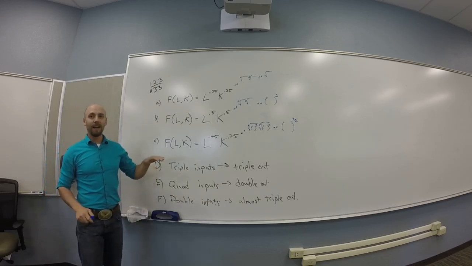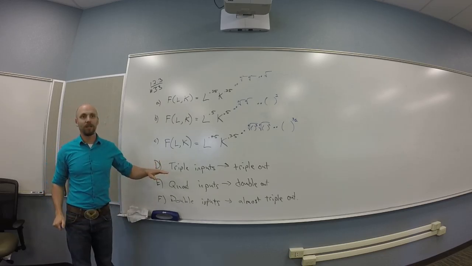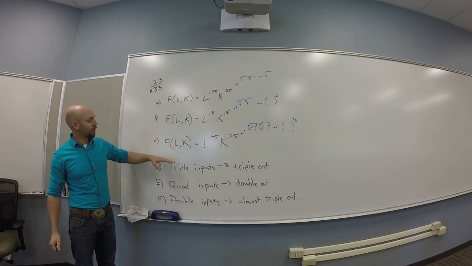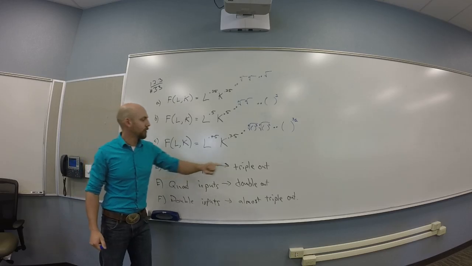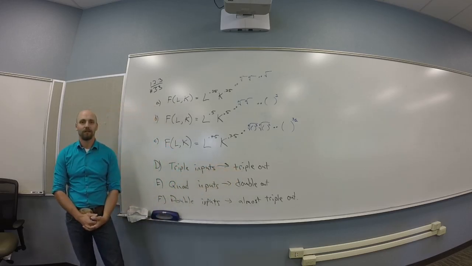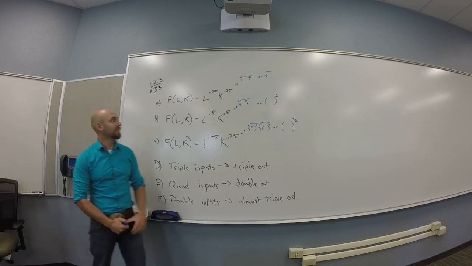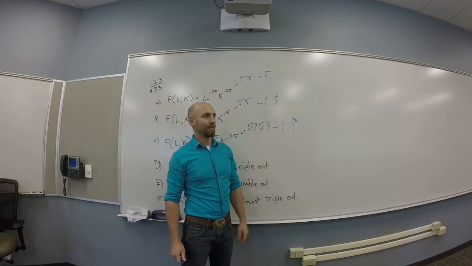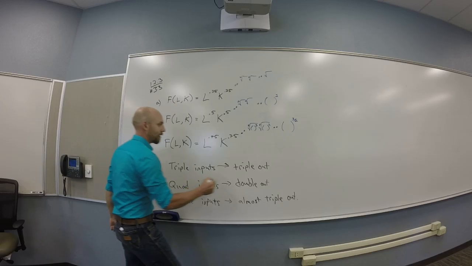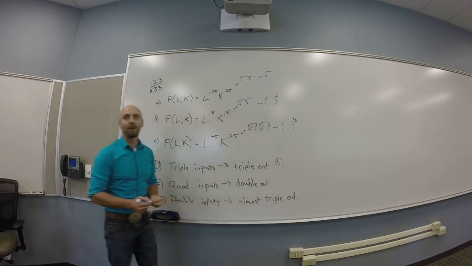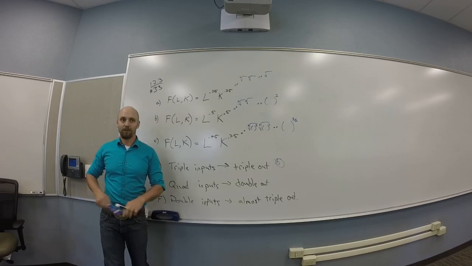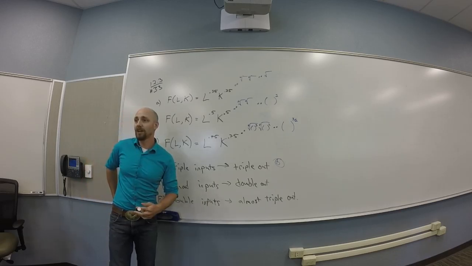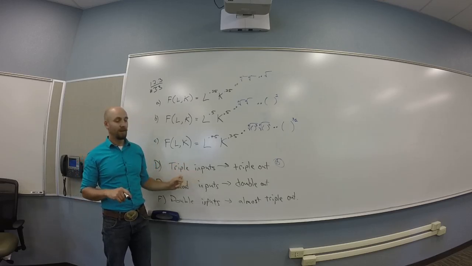Okay, so in that context, let me think about these questions. They're asking me to match those formulas with one of these. If you triple the inputs, you triple the output. Yeah, so what's that acting like? Is that acting like a square root, or a 1 power, or a 3/2 power? Yeah, that's acting like a 1 power thing. So that's B, right? I think. How can I check that? Yeah, plug some stuff in, right? How do you triple each input?